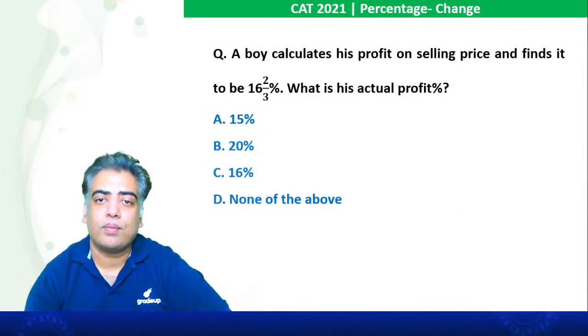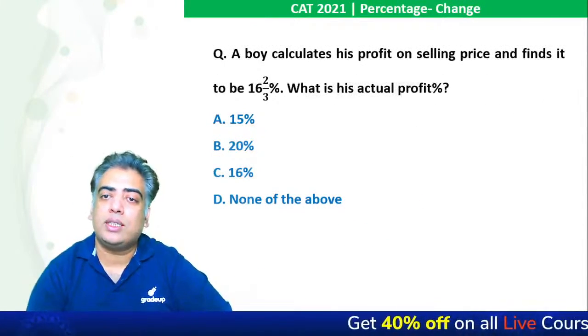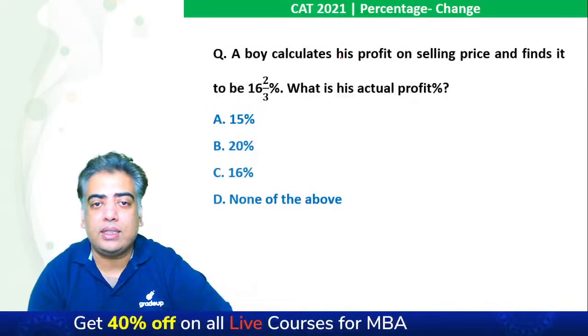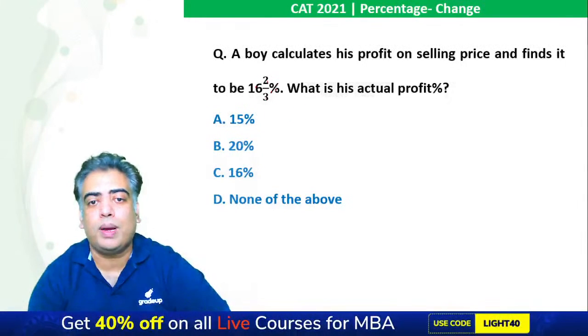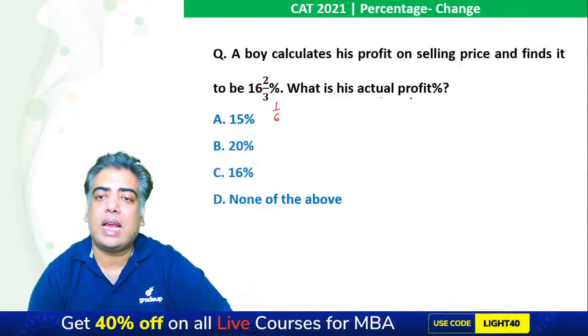Okay, so let's move on. A boy calculates his profit on selling price and finds it to be 16 whole 2 by 3%. So guys, this is 1 by 6. So what is this actual profit percent?